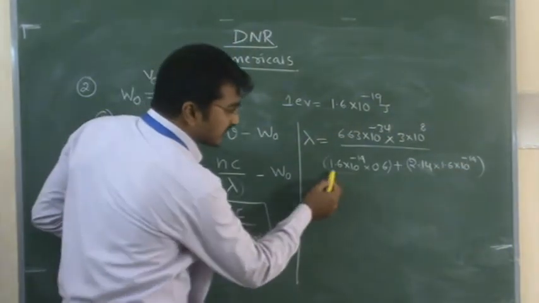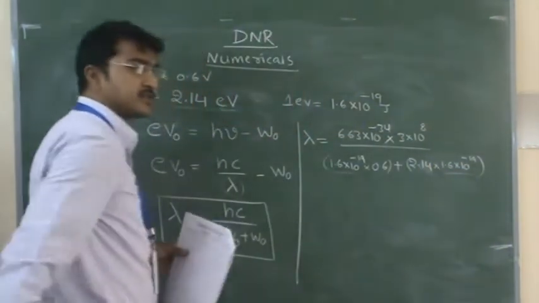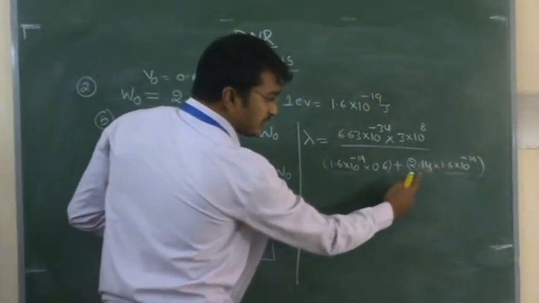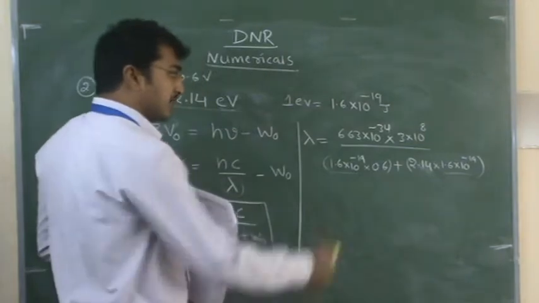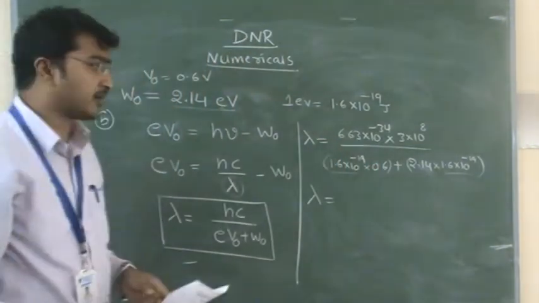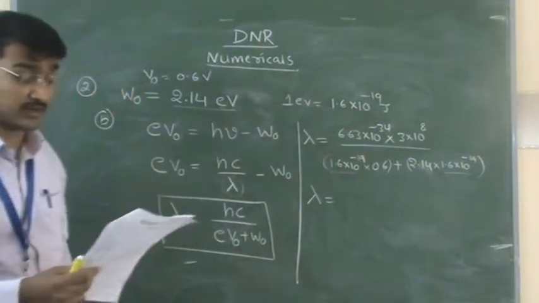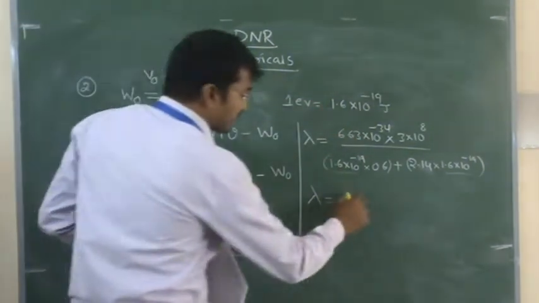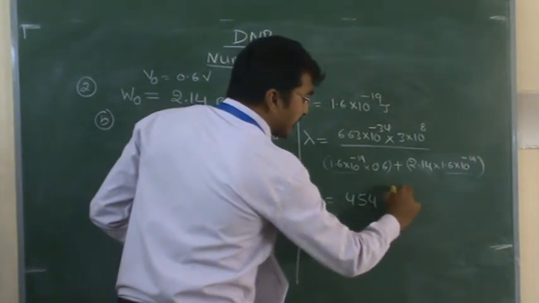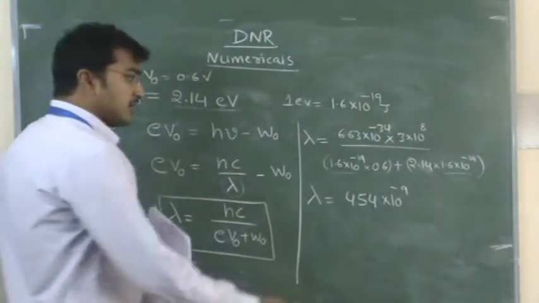What is common here? 1.6 into 10 to the power of minus 19. By taking it common, you will get 2.14 plus 0.6. By solving this, you can do the calculation. Make a note of it. You will get 454 into 10 to the power of minus 9 meters.